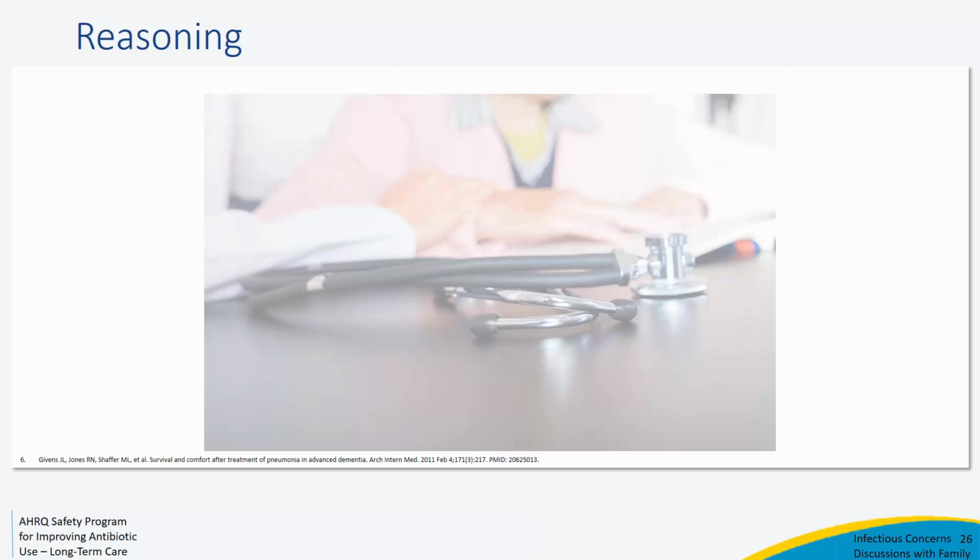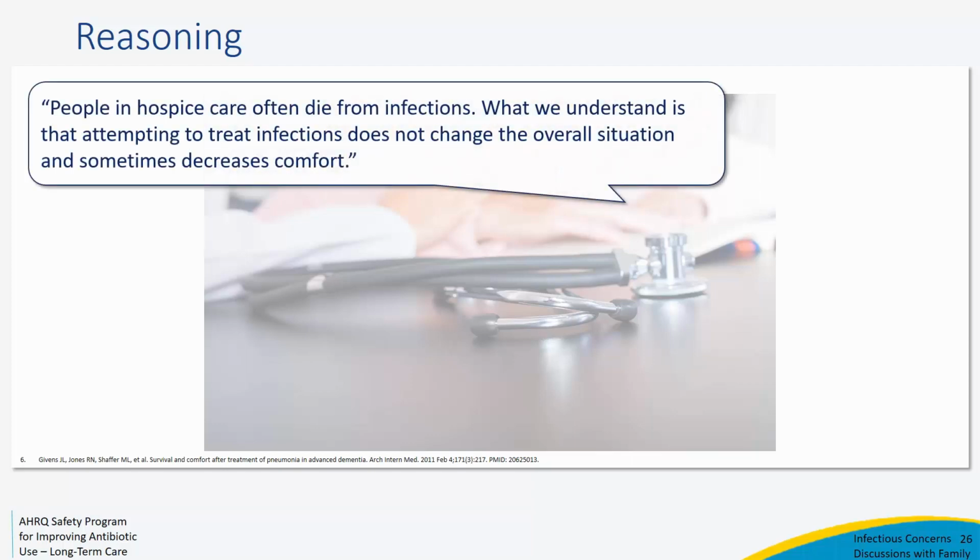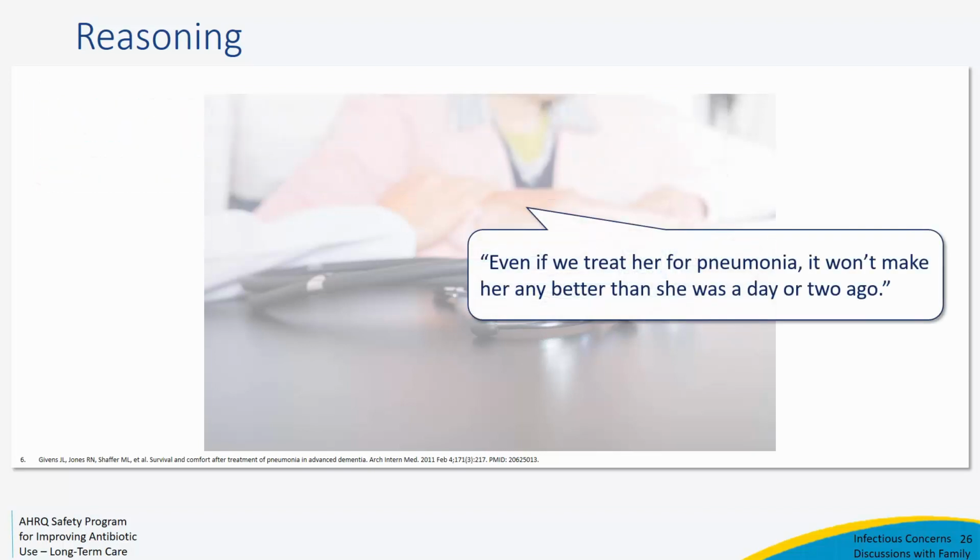Inform the family that infections are expected at the end of life and can often be the terminal event. You might say, people in hospice care often die from infections. What we understand is that attempting to treat infections doesn't change the overall situation and sometimes decreases comfort. Even if an infection is treated, the terminal illness will remain. Try using words to the effect of, even if we treat her for pneumonia, it won't make her any better than how she was a day or two ago.